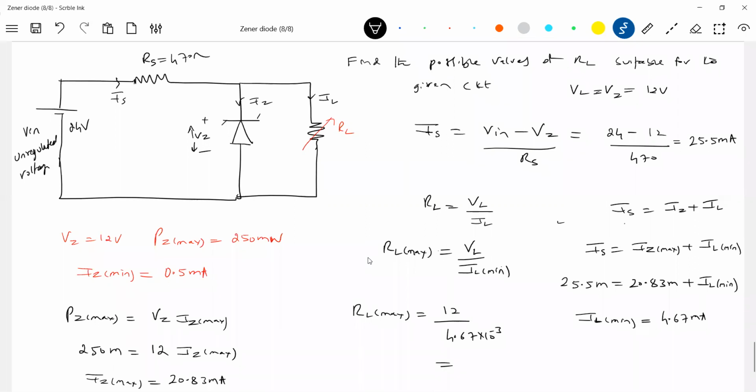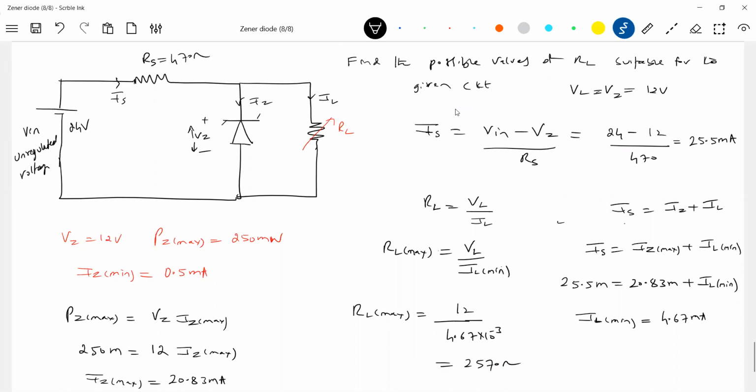It means what type of load I can connect. So are you getting why I'm bringing all this? Any particular load you cannot just bring and connect here. So what are the possible loads you can connect for this circuit is what I'm trying to explain here. There's a meaning here. Okay, now anybody value? The answer will give the exact picture. Let me get RL max: 2570. Similarly, I want RL minimum.